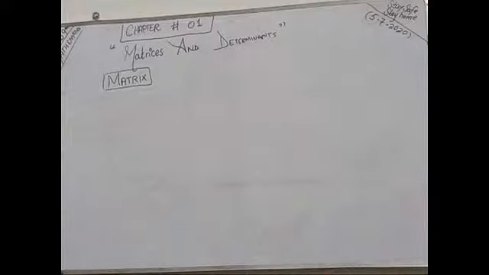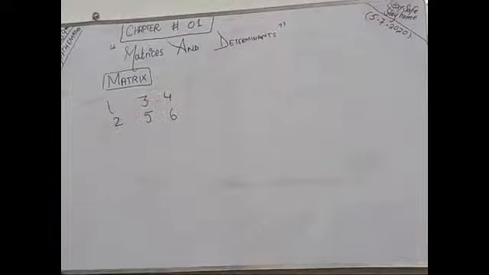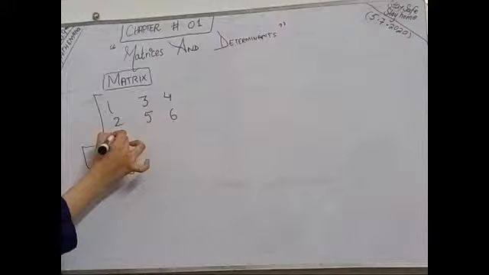A rectangular array or a formation of a collection of real numbers, say 0, 1, 2, 3, 4 and 7, such as 1, 3, 4. This is called a rectangular array or a formation of collection of real numbers, and then enclosed by brackets, these square brackets like this. So this is said to be a matrix.